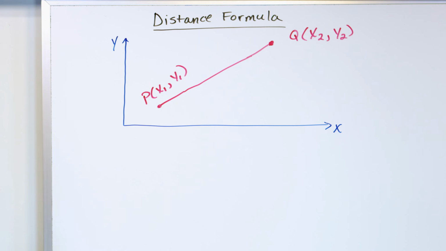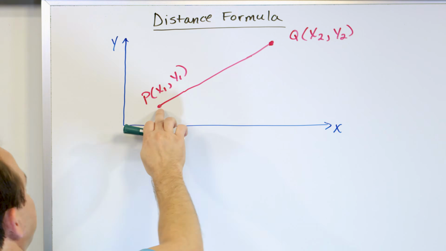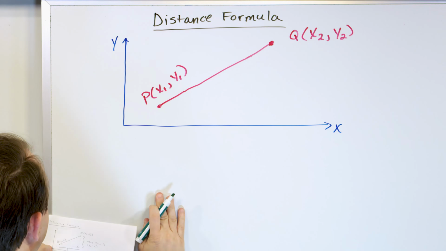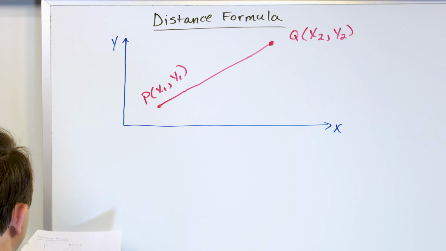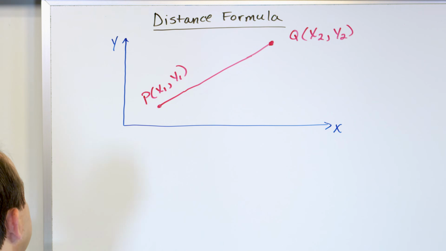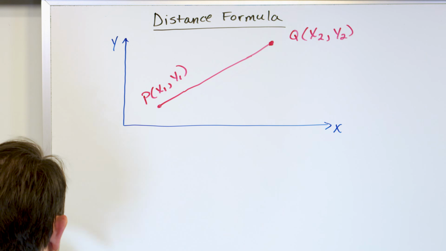Let me switch colors here a little bit. What are the coordinates of this point P? Well, we already said it's x1, y1. Right? We said it was x1, y1. Let me just double check one thing real quick.